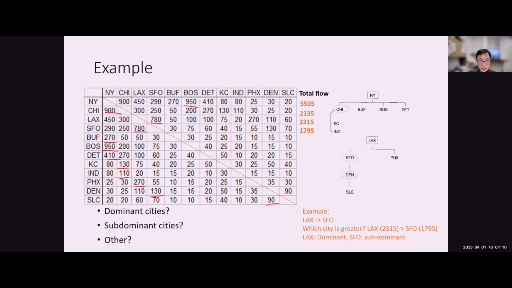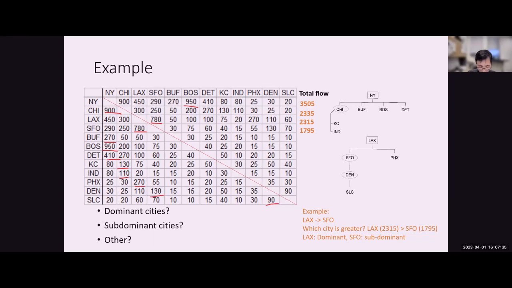And what about Chicago? Chicago has the largest flow to New York, so I just mark that down. LA has the largest flow to SFO, that's San Francisco. Like that, you just mark in red the rest of the cities, down to SLC, that's Salt Lake City. That's the first step.